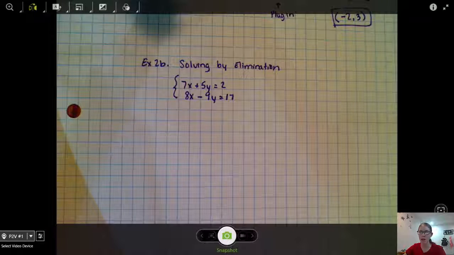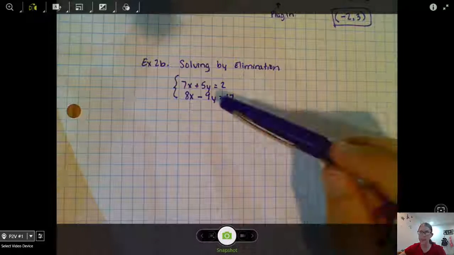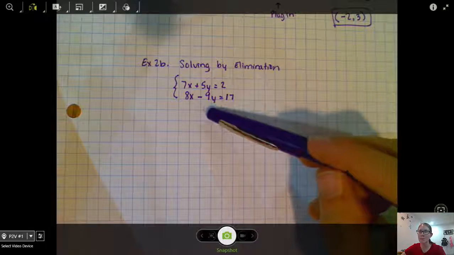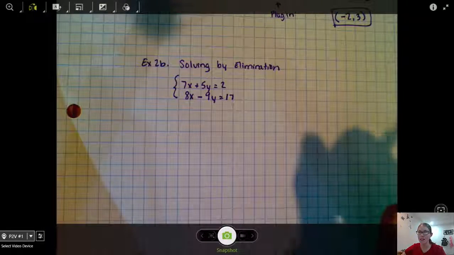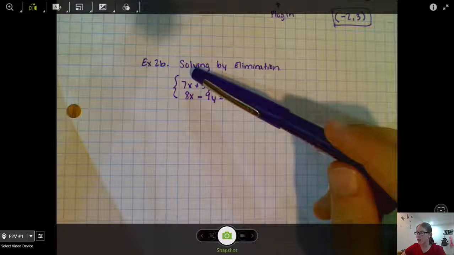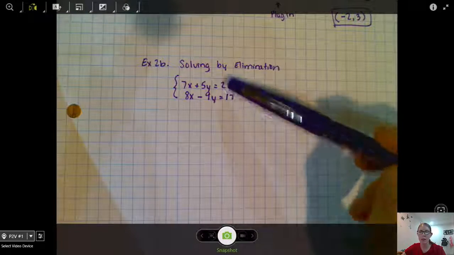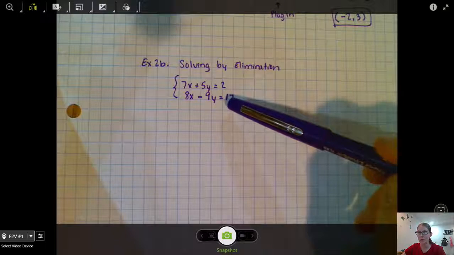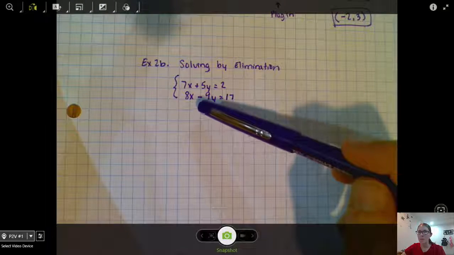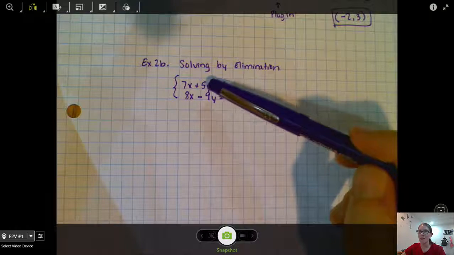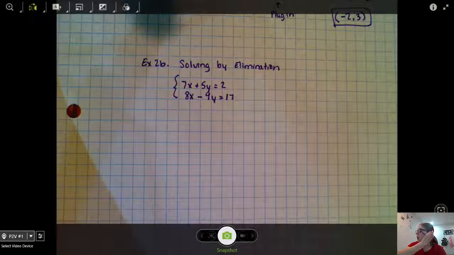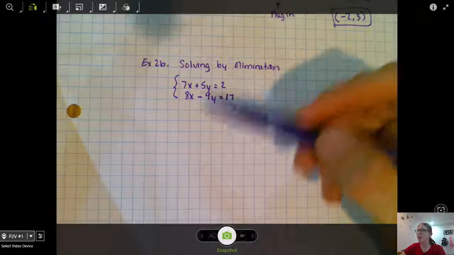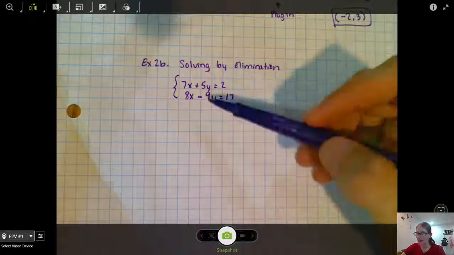One more example of solving by elimination that we see here. 7x plus 5y equals 2, and 8x minus 9y equals 17. Again, I don't really want to solve either one of these equations for one of my variables. It's not going to work out very nicely. But I don't really have a great least common multiple between these two equations either. We're going to have some pretty big numbers that we end up working with, but it's okay, it'll still work out.